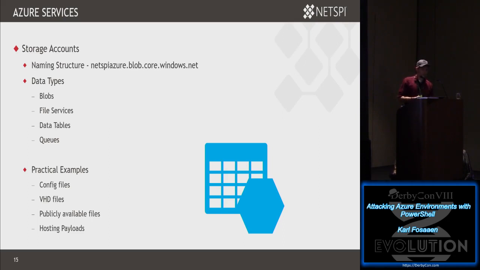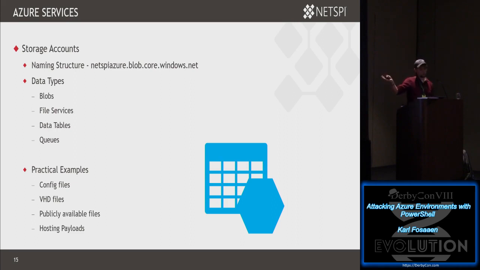Publicly available files that shouldn't be public, PII, all sorts of good stuff that you just shouldn't be able to find normally publicly. And you can also use this for hosting payloads, since what we're going to see here for the naming structure is this. The laser pointer is not going to work from this angle, but we see netspy azure.blob.core.windows.net. That's the storage account name. So netspy azure is what we name the storage account.